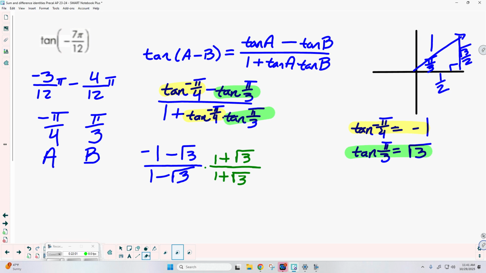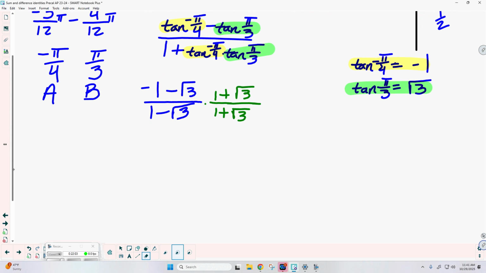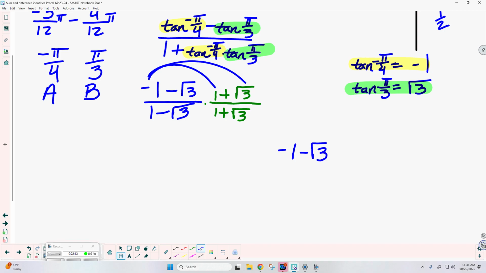Now, let's go ahead and run through. We got to multiply these together by FOIL. So let's see here. -1 times 1, that's a -1. Minus square root of 3. Minus the square root of 3. And then minus 3. First, outside, inside, last. So it looks like for my numerator, I'm going to get -4 minus 2 root 3.